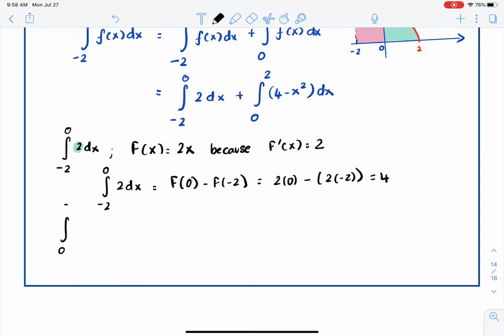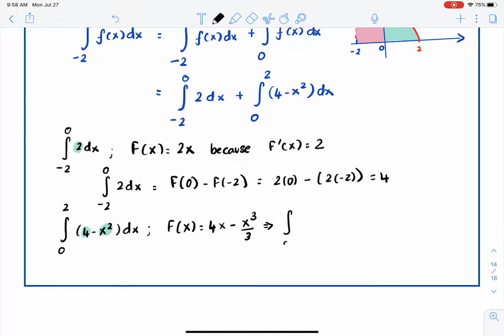Integral from 0 to 2 of 4 minus x squared dx. Now, what should the antiderivative be? You have to differentiate something to get 4, so it has to be 4x. If I differentiate 4x, I am going to get 4. If I differentiate x cubed over 3, the derivative is 3x squared over 3, and you will end up getting x squared. So that would be our antiderivative.